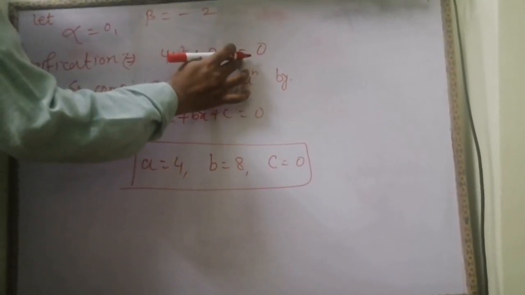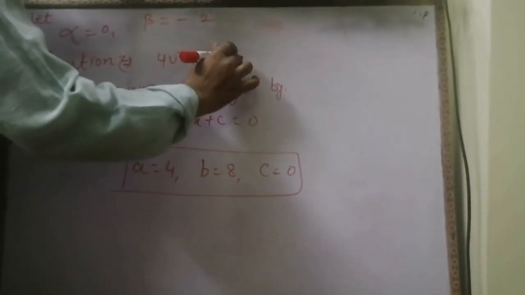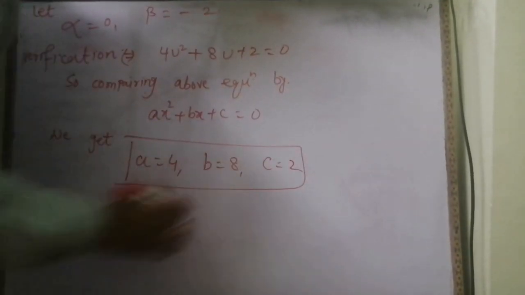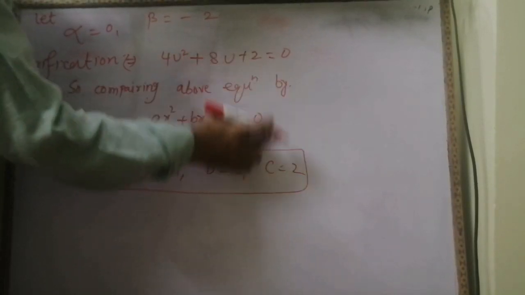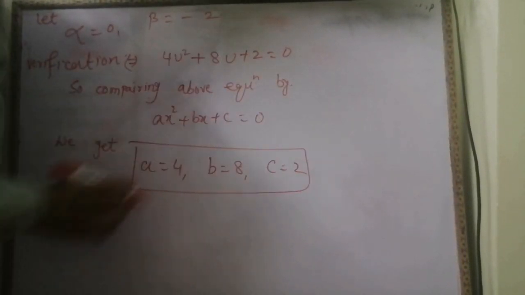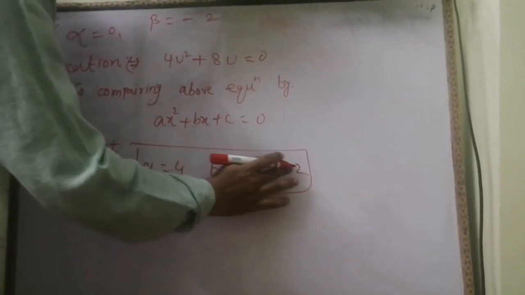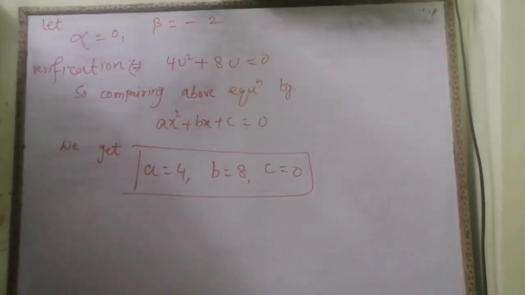If there is any constant term, then I will take c as that value. Suppose it is given that the constant is 2, then I will take c is equal to 2. If there is any constant term, then you have to take c as that part. Here there is no constant term, so we will write c is equal to 0. Constant term is equal to 0.